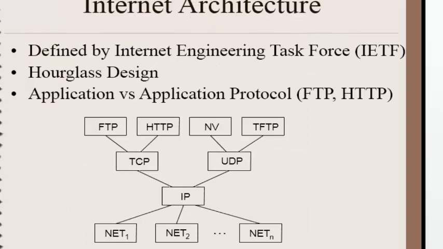Now, the Internet Engineering Task Force defines the internet architecture as an hourglass design. You can see here we have an application layer with a lot of services like FTP, HTTP, NV, TFTP, and so on. Below that we have transmission technologies like TCP or UDP. We'll talk about more later. Then in the network layer we have IP, and below it there are many networks at the data link layer, with a lot of frames. This is what's called an hourglass architecture.